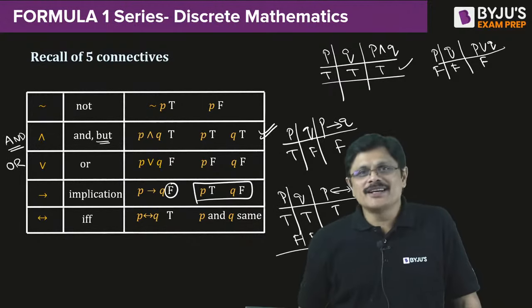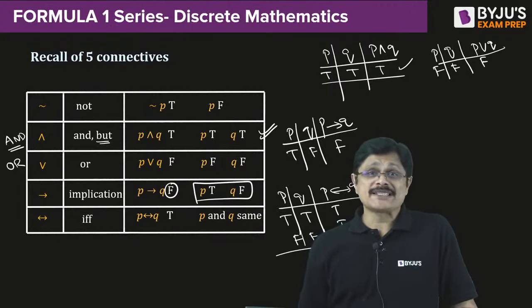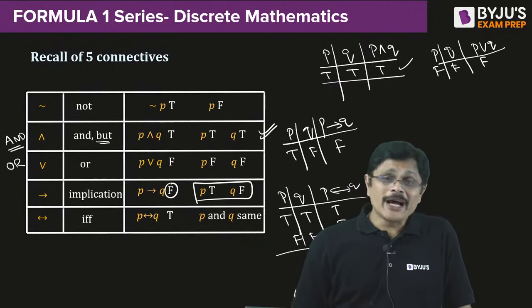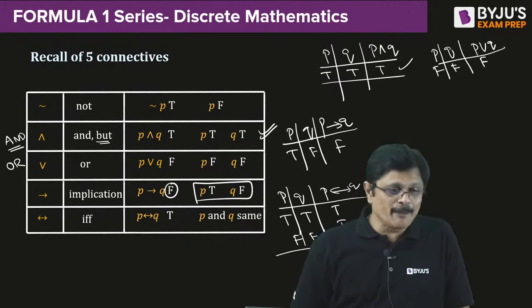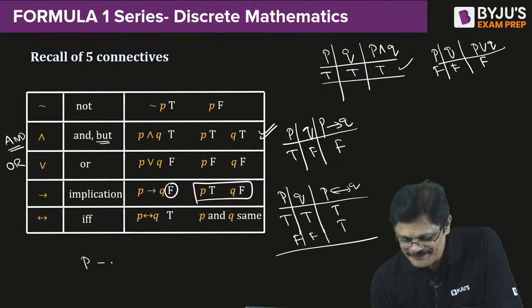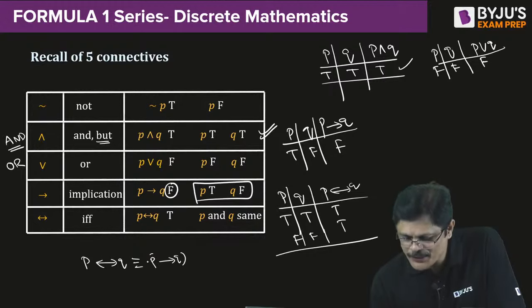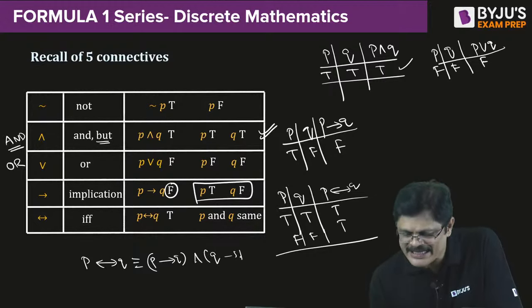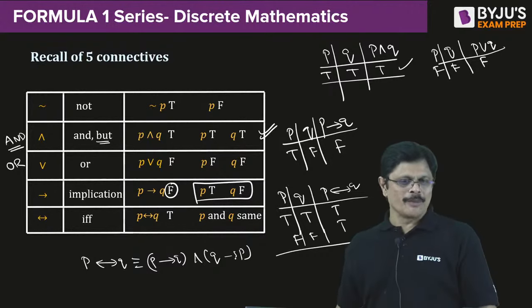Let us not get into philosophy. We are talking about discrete mathematics. Biconditional is equivalent to P implies Q and Q implies P, as our superhero Nishu Kumar mentions.